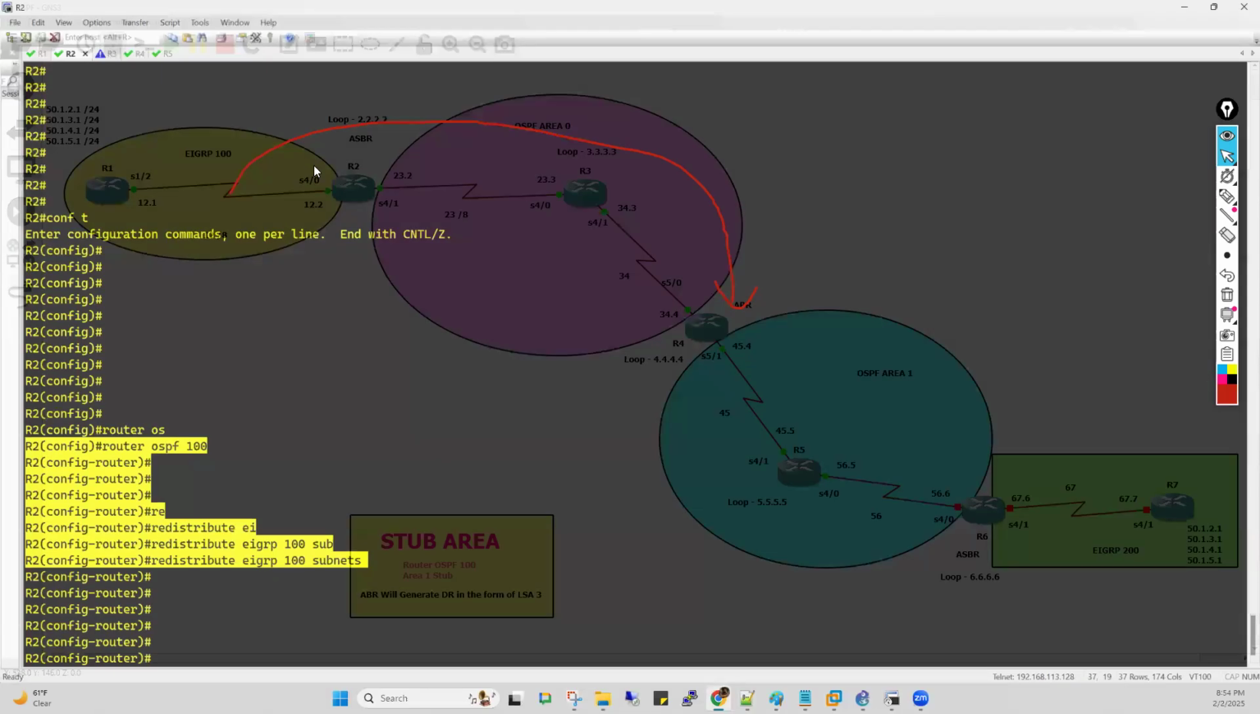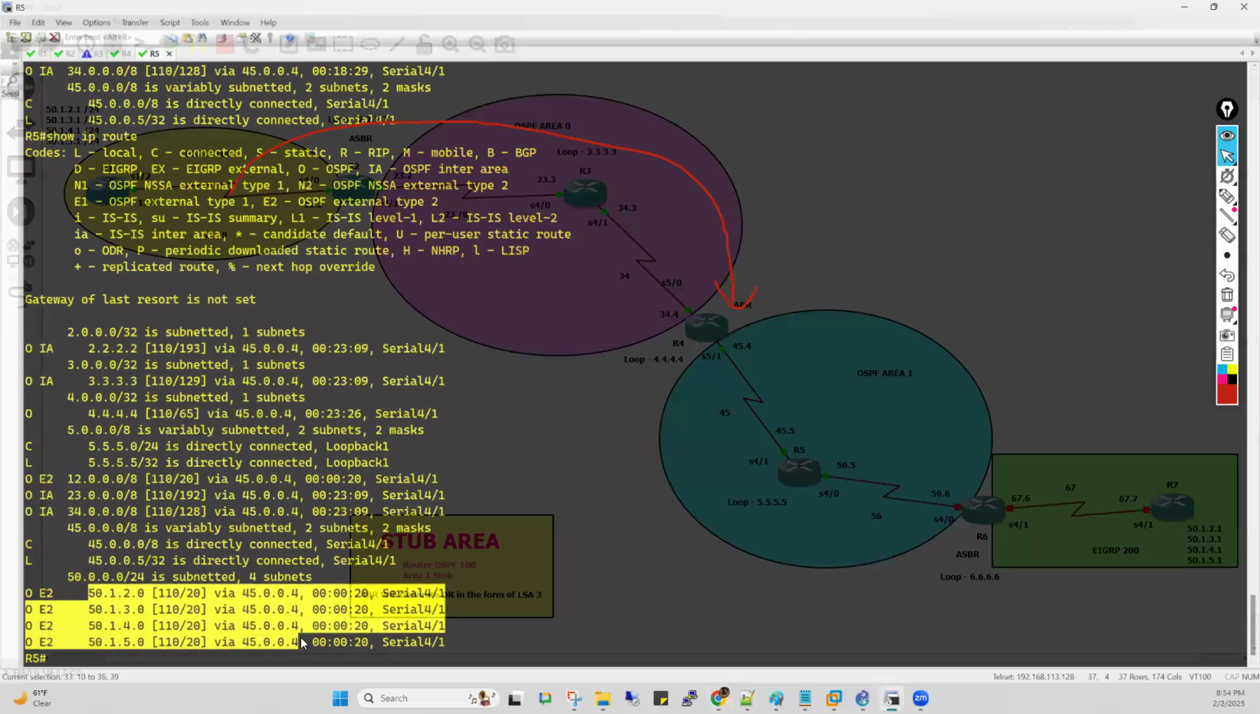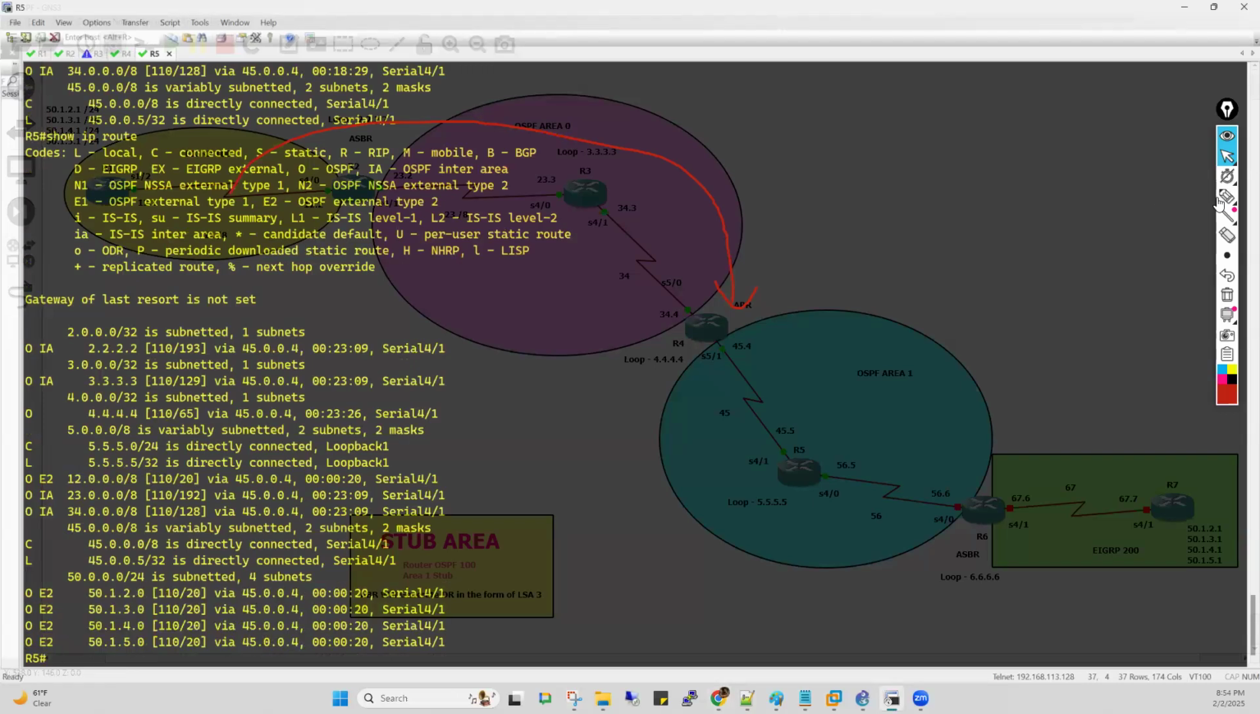Clear, guys? Understand? So on R5, you can see the 12th network, the 50 network, all the networks are there, right? And what is the code you are getting for these routes? OE2. What do you mean by OE2? O means OSPF. E2 means external. Getting my point? E2 means external.